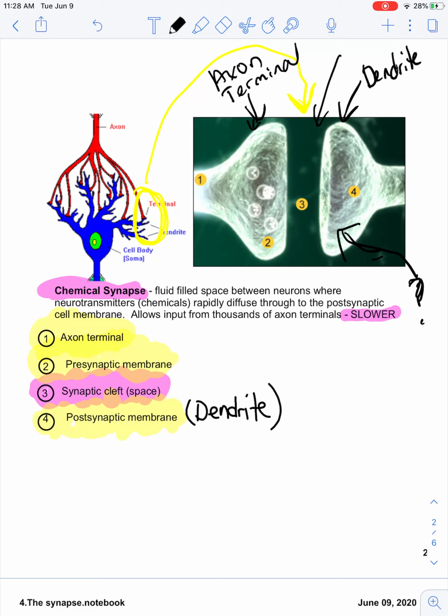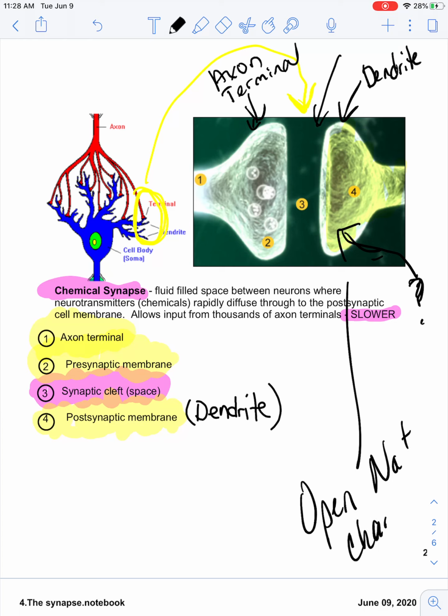Okay? And so if we want to conduct electricity in this specific neuron, we have to do step number 1 of conducting electricity, which, if hopefully you remember, is we need to open sodium channels. Okay, so how do we open sodium channels? We open them with chemicals. That's what neurotransmitters do. They open sodium channels.